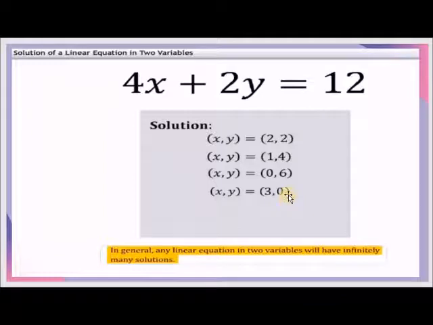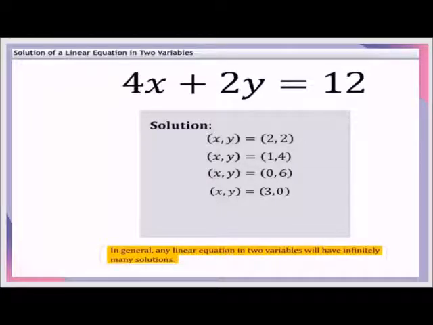Then 3 comma 0. If we put x is equal to 3, 4 3s are 12 plus y is equal to 0, then 2 zeros are 0. So 12 plus 0 is equal to 12. Here also our left hand side is equal to the right hand side. Therefore 3 comma 0 is also a solution of the equation. So in general, any linear equation in two variables will have infinitely many solutions.